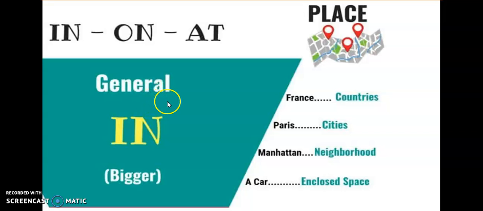Here it is, general things: in. To talk about bigger places. A bigger place can be a country, for example, in France, in Canada, in Mexico. Also, a general city, it can be Paris, in Paris. We can talk about a neighborhood like in Manhattan, or an enclosed space, for example, in a car, or in an office, in a building. Those are enclosed spaces.